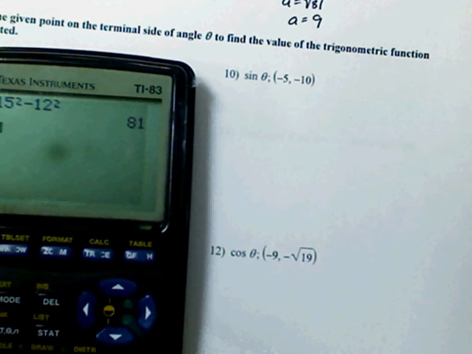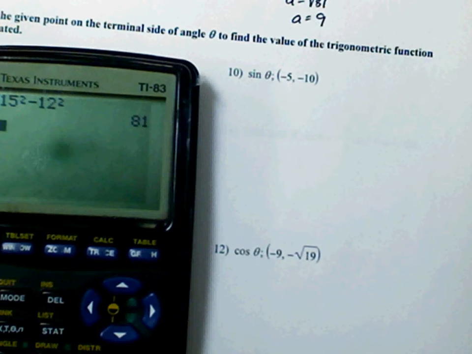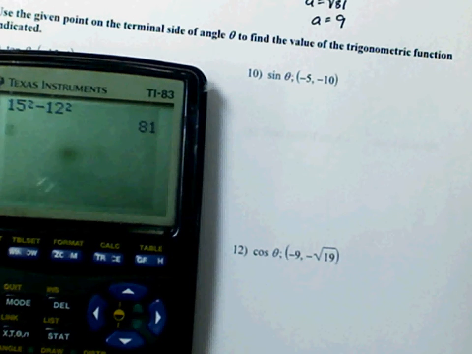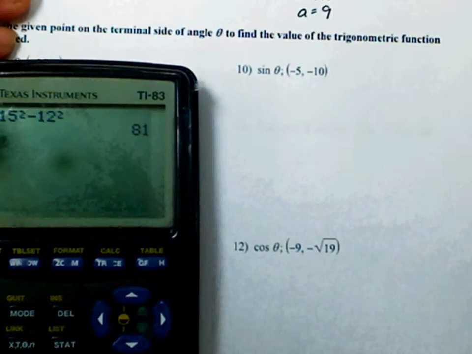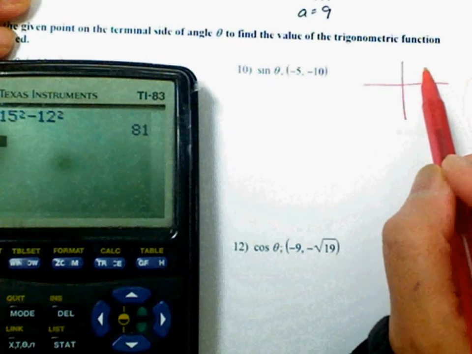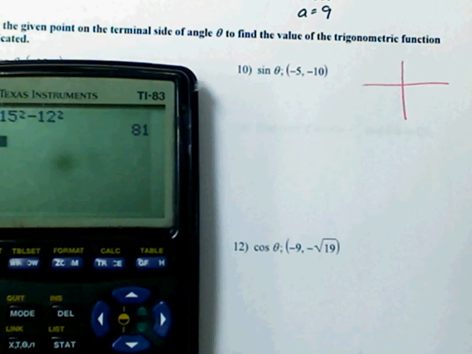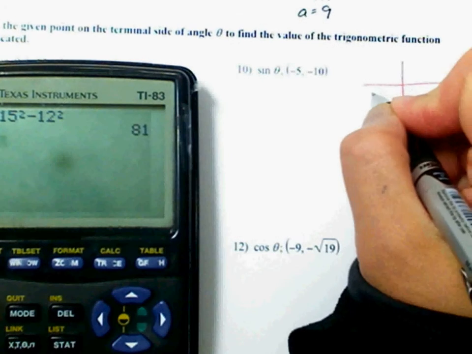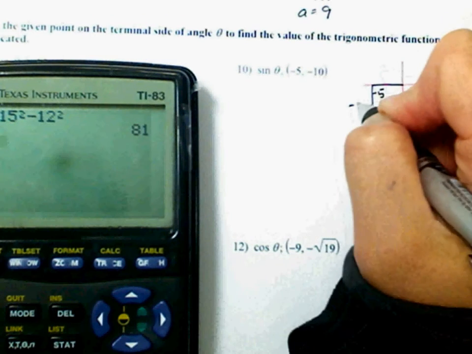It says, use the given point on the terminal side of an angle theta to find the value of the trig function indicated. All right, so you're going to use the given point on the terminal side of the angle. So make a little sketch of your coordinate plane, so you have an idea what quadrant it's in. This is quadrant 1, 2, 3, and 4. It always goes counterclockwise. All right, so first of all, you have -5, -10. So we're going to go -5 this way, -10 down, okay? That gives you your triangle.